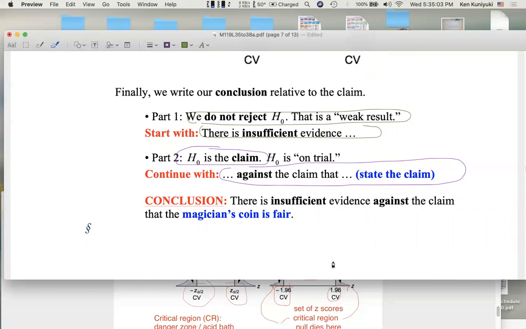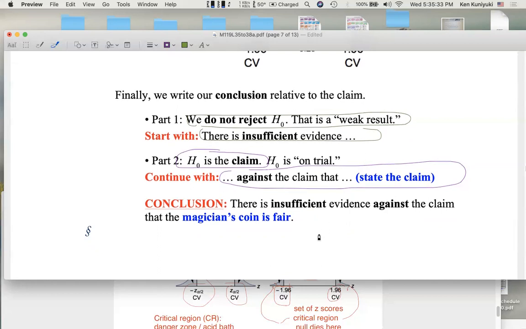And again, you think about it. David comes, sees you and says, this is my coin. I claim it's a fair coin. You flip the coin 100 times, it comes up heads 51 times in the 100 flips. There's insufficient evidence against David's coin being fair. So if you're wondering, do I have sufficient evidence to call David a liar? No, I have insufficient evidence to call David a liar. 51 heads out of 100. That's very much in the safe zone. The coin may very well be fair.